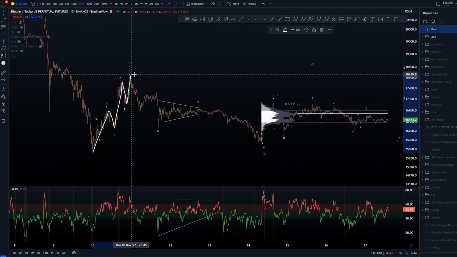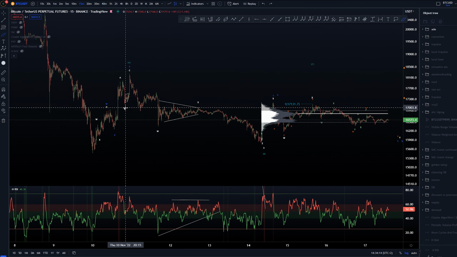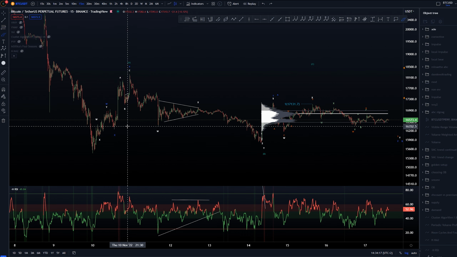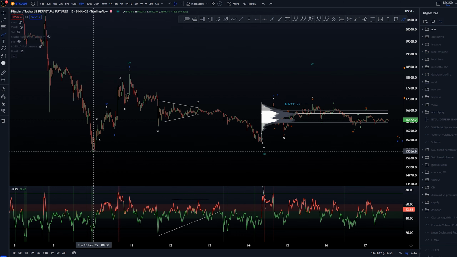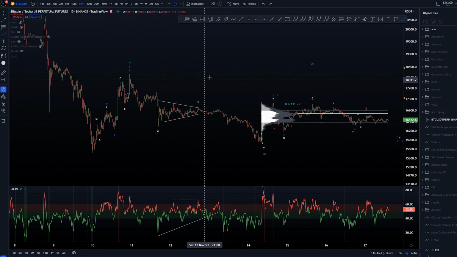We had the potential of having this as a five-wave structure as well, where we would have this as 1, 2, 3, 4, 5. However, the third wave is so small, it does not really make sense to assume that this is a five-wave structure, in my opinion. So the preference is that we have a three-wave structure in an A wave here.